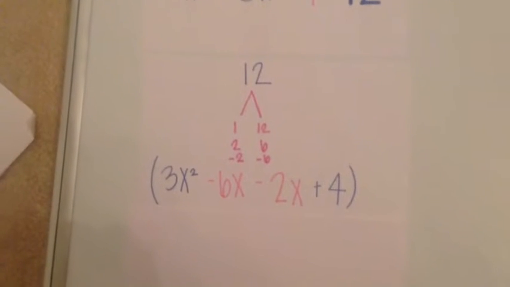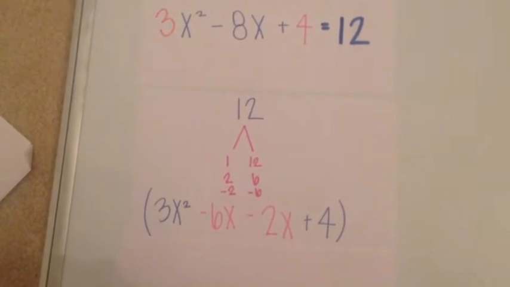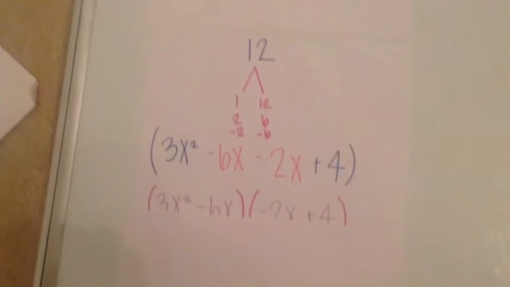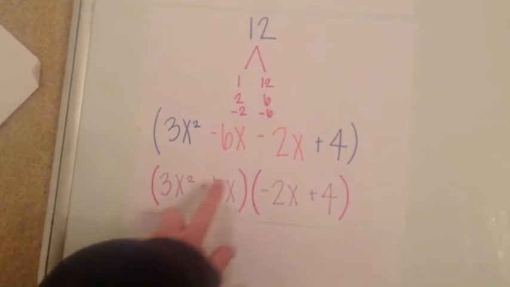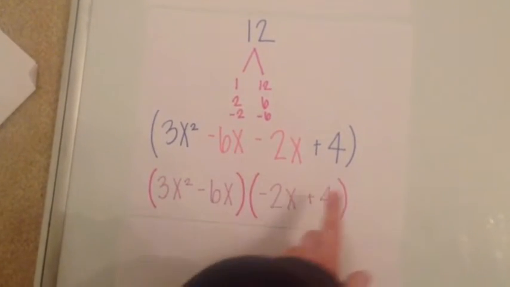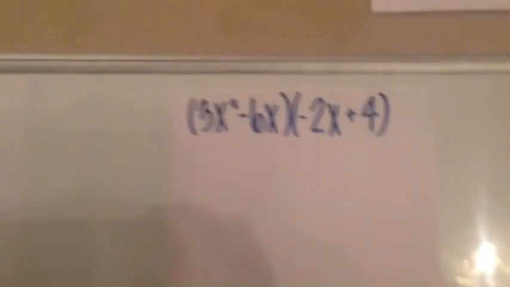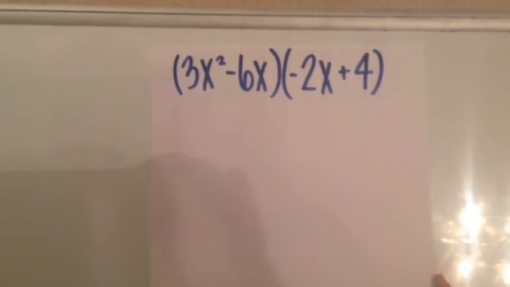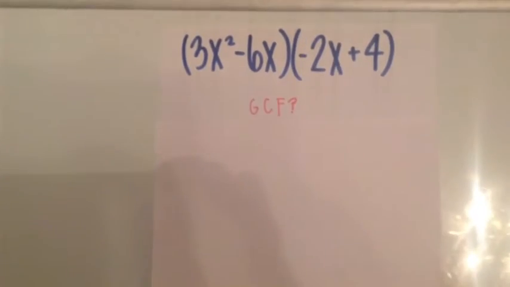So we're going to plug them into the equation. So our new equation is 3x squared minus 6x minus 2x plus 4. So we're going to group them together by putting brackets around two variables each. So when we come up here, we're going to look at our new equation all grouped up, and we're going to take out the GCF of each of the brackets.